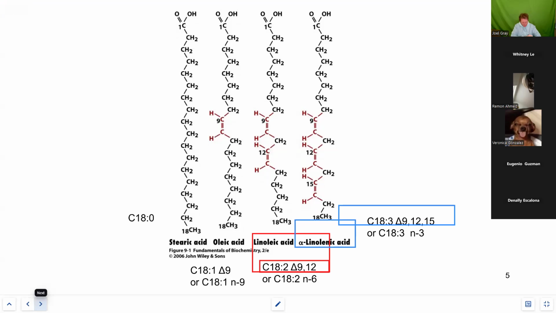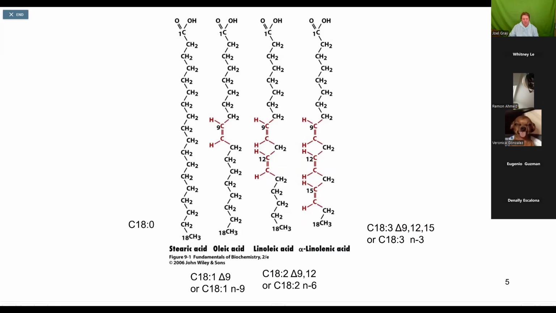The omega notation, I would say, is almost like a gatekeeper. What I mean by that is it has a little bit of a barrier, and you have to bring some outside knowledge. Your delta, or your omega notation, I'm sorry, is also indicated as the N notation. So here what we have is 18:1 delta 9, and then 18:1 N minus 9.